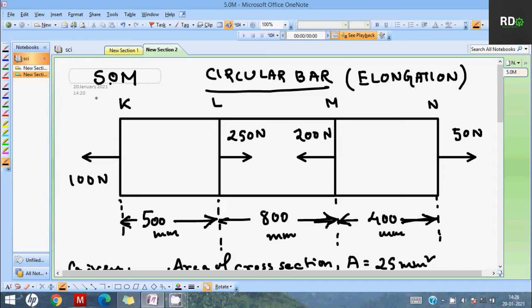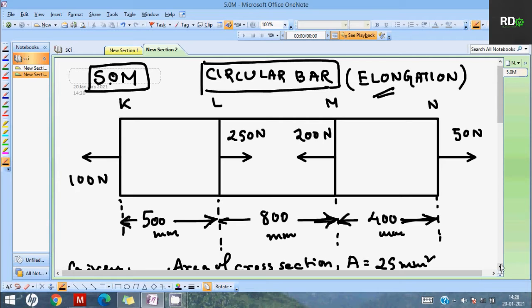Today we have brought another problem of strength of materials on a circular bar. Last time we did the same kind of problem, where we found the stress in a particular segment. But in this problem, which is the same kind, a bar with uniform circular cross section, we will try to find out the elongation this time, meaning the total change in the length.